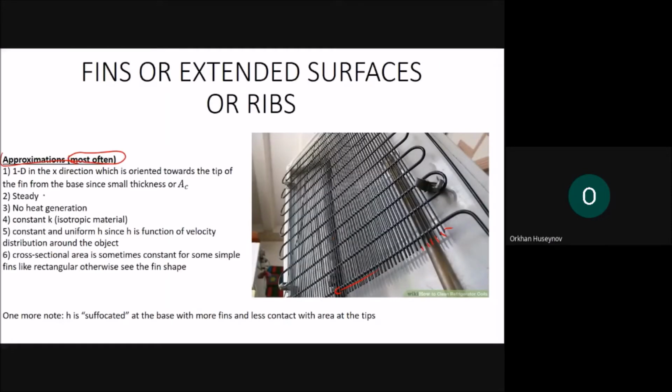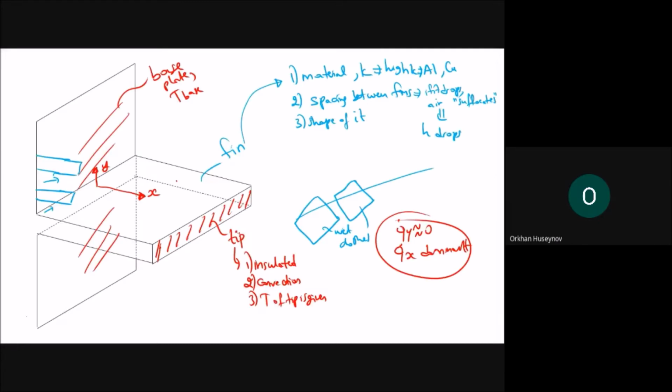Another one is that it is steady, there is no temperature variation, no heat generation, and constant k. The k of the material that you are using in the fin is constant. It doesn't change depending on the direction. For example, if you move in that direction, you will have the same k as if you move in the other direction. The material properties are independent of the direction, so it means that the material is homogeneous.